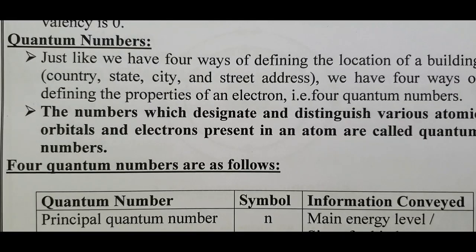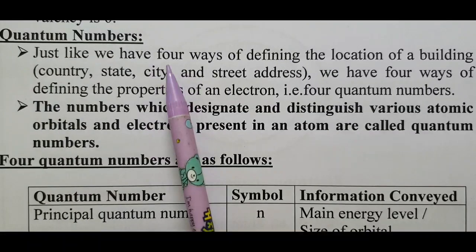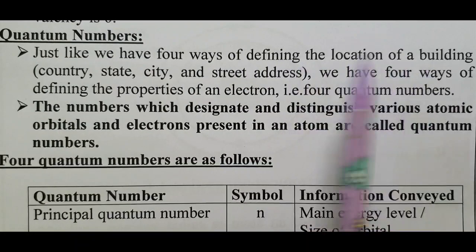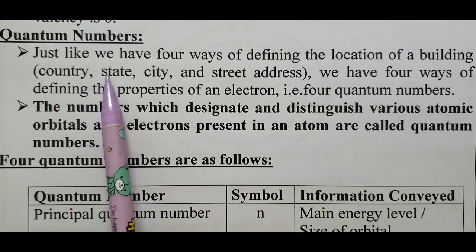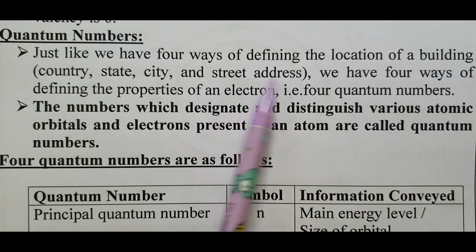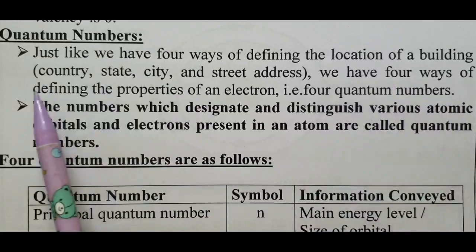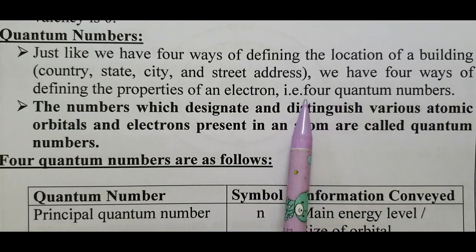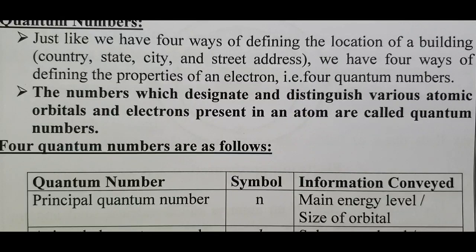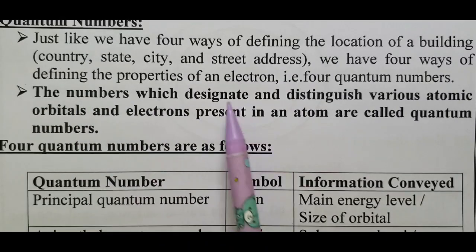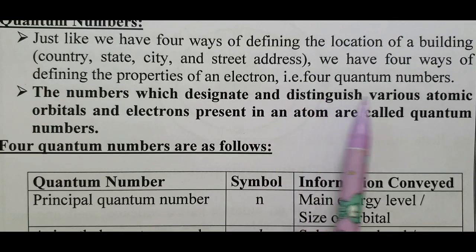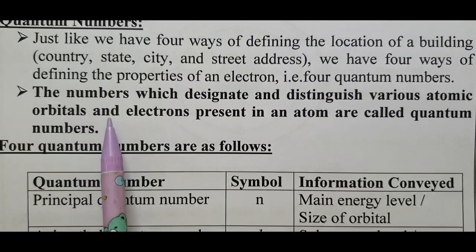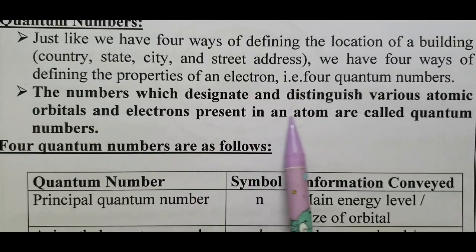What are quantum numbers? Just like we have 4 ways of defining the location of a building, country, state, city and street address, we have 4 ways of defining the properties of an electron, that is, by 4 quantum numbers. What are quantum numbers? The numbers which designate and distinguish various atomic orbitals and the electrons present in an atom are called quantum numbers. This is the definition of quantum number.